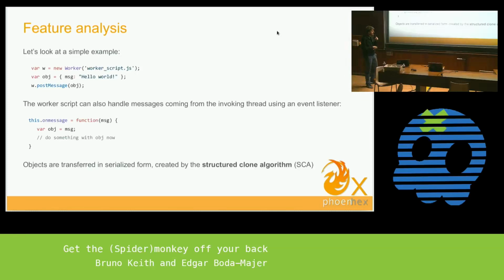Now, the structured clone algorithm just creates copies of your objects. So the memory for this object will be copied into the worker's context. If the worker changes something on this object, it will not be reflected here.